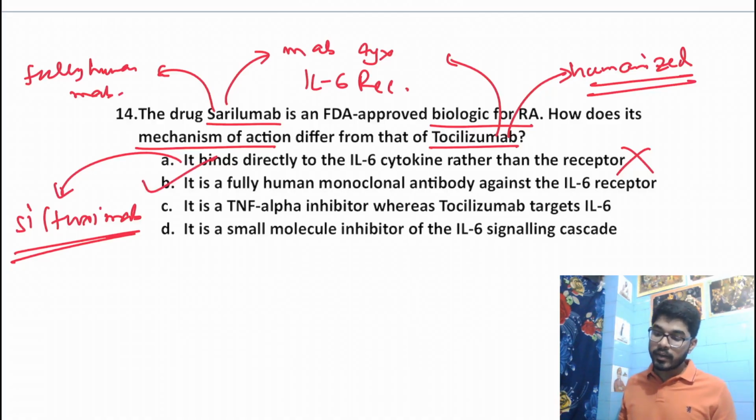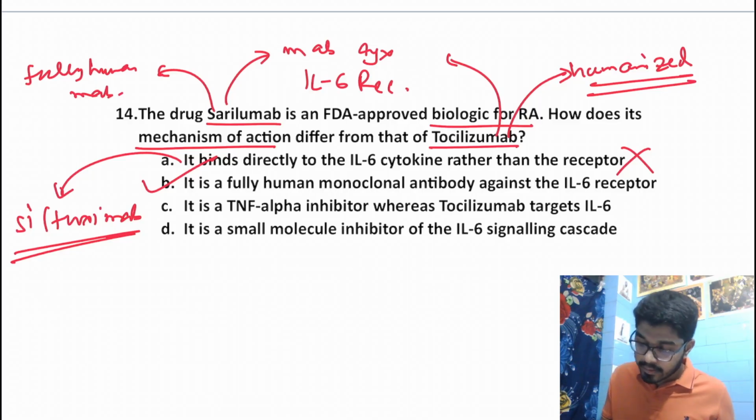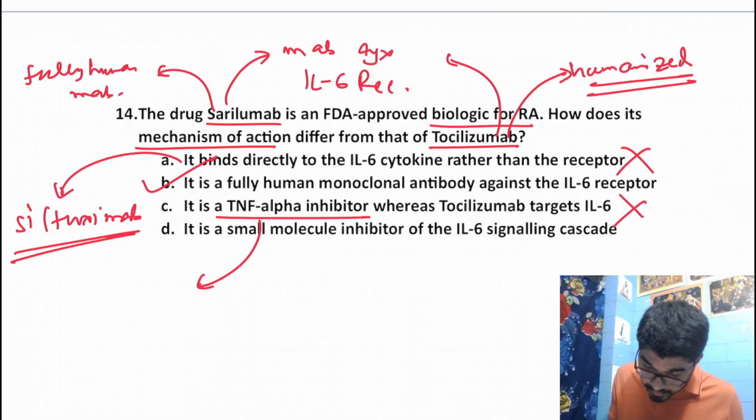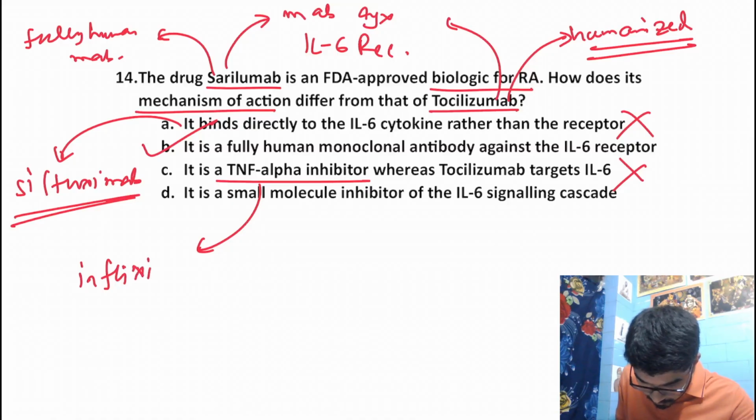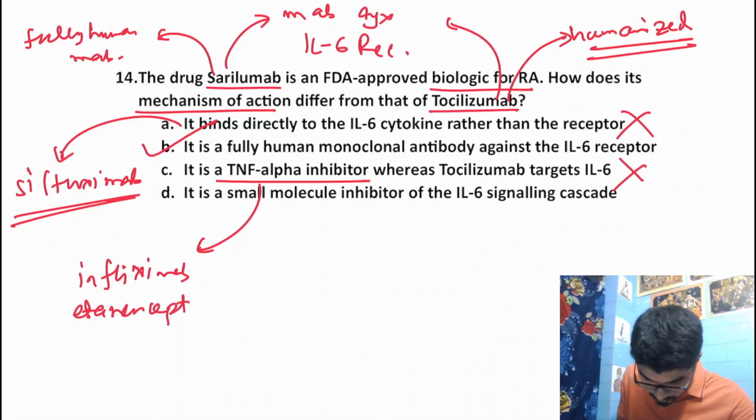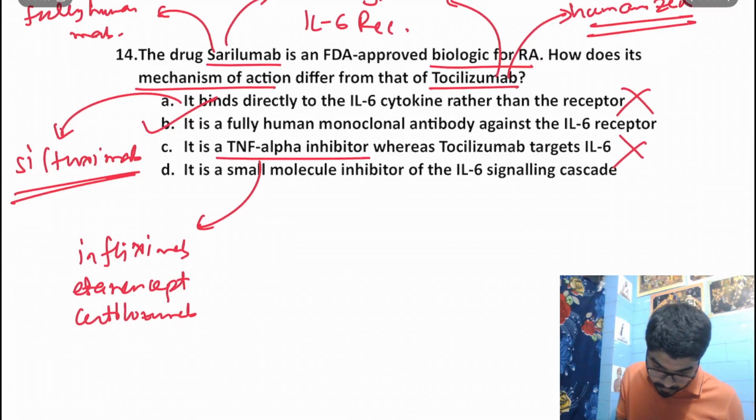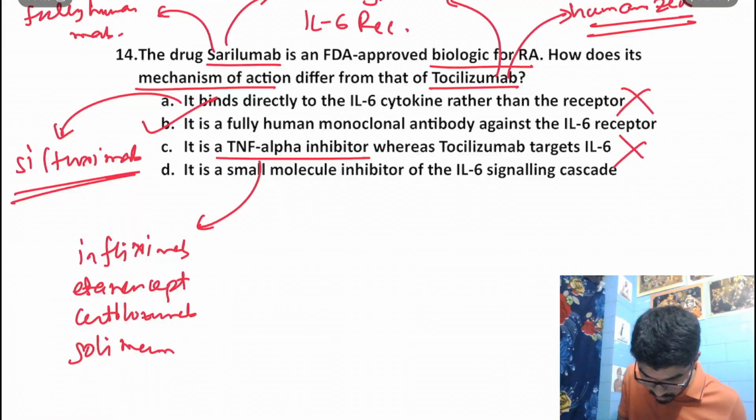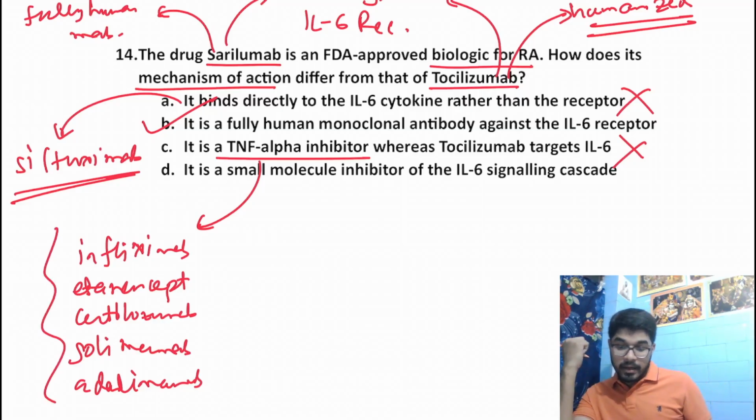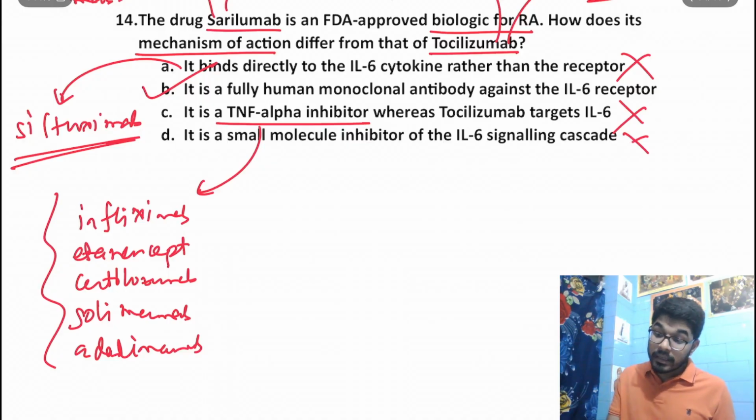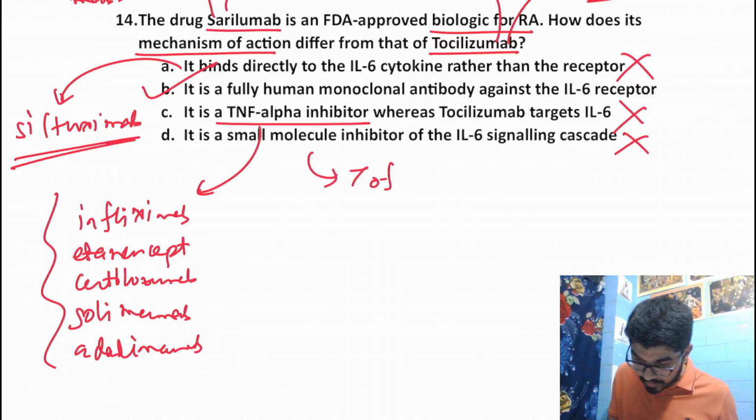It is a TNF alpha inhibitor, whereas tocilizumab targets interleukin 6. No, it is TNF alpha inhibitors. We have infliximab, etanercept, certolizumab, golimumab, adalimumab. These are the things which are TNF alpha inhibitors. And small molecule inhibitors of the interleukin 6 signaling cascade, no, this is for the JAK inhibitors, tofacitinib.